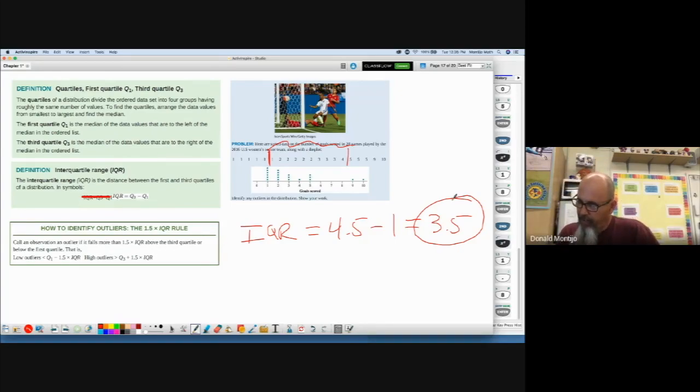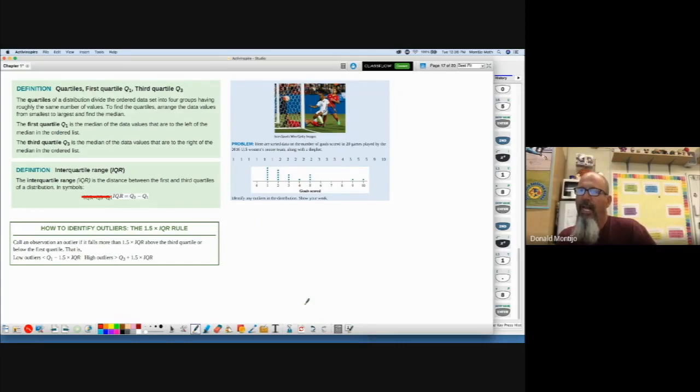Now, we need to be able to identify, are there any outliers? And here's the rule. Any number less than Q1 minus 1.5 times the IQR, or any number larger than Q3 plus 1.5 times the IQR would be considered an outlier. So let's do that. We know the IQR for this problem is 3.5. We know that Q1 is 1, and we know that Q3 is 4.5. So I need to find 1.5 times the IQR.